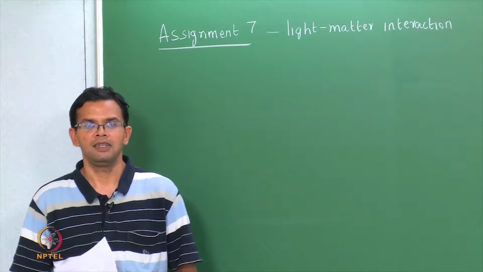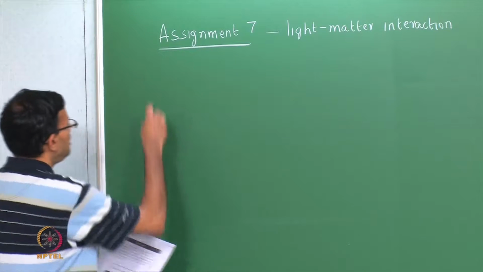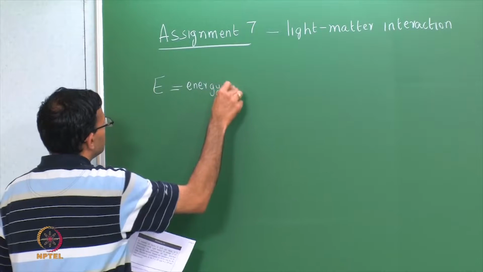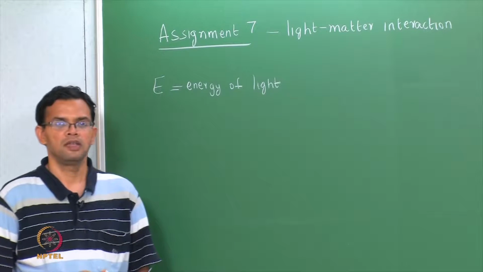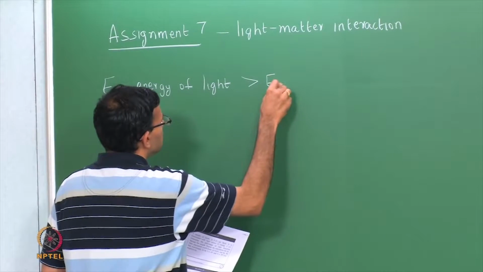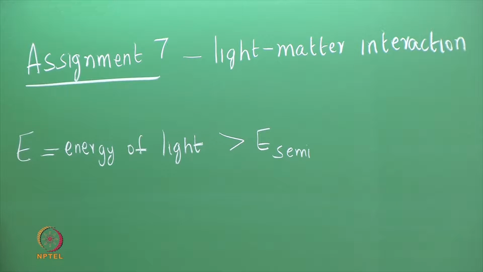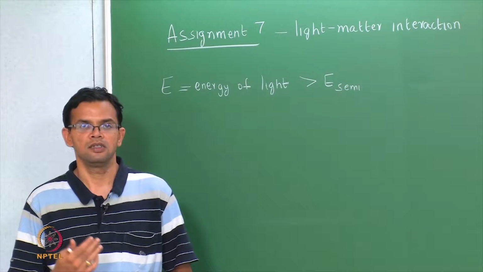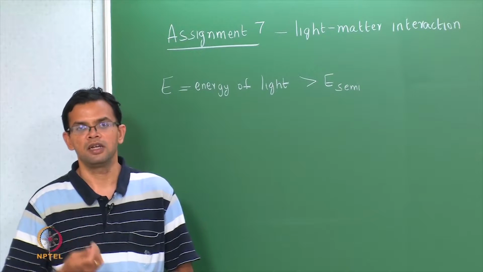When we talked about light interacting with matter, the basic thing we said was that the energy of the light, E, must be greater than some interaction energy within the semiconductor. In most cases this interaction is essentially the band gap of the material, so that when the energy of the light is greater than the band gap, electrons are excited from the valence to the conduction band.